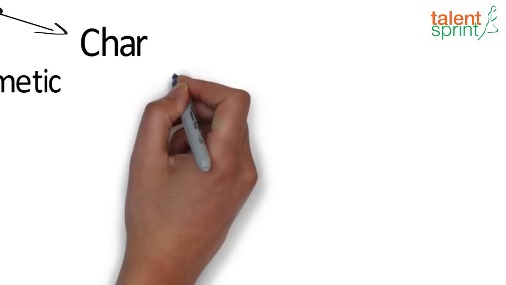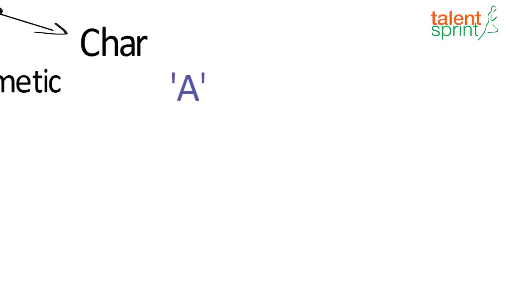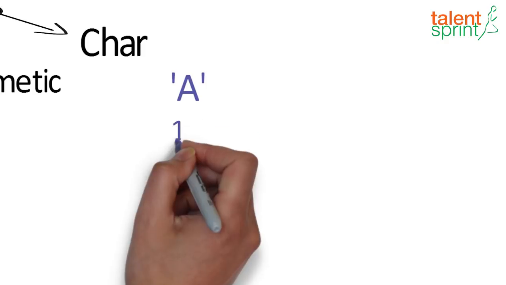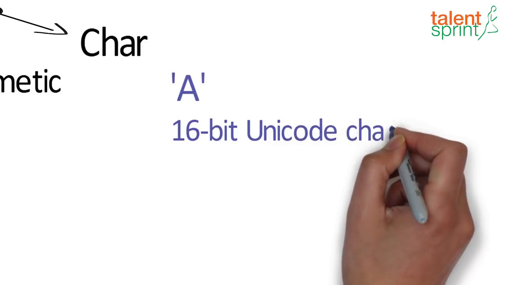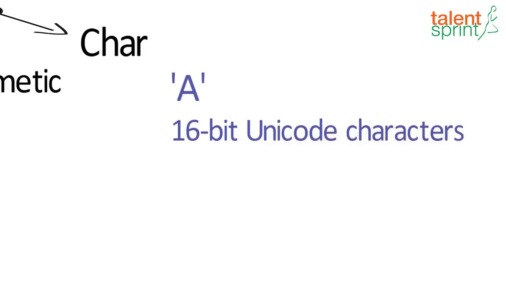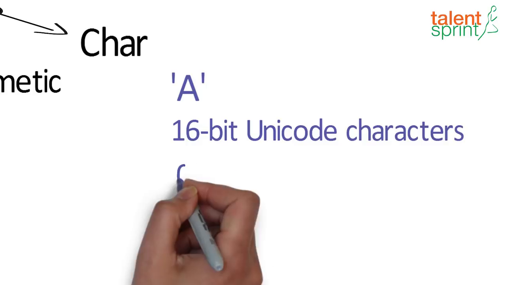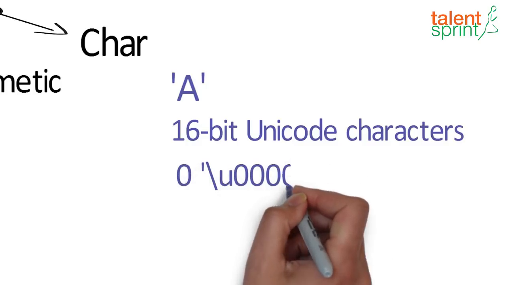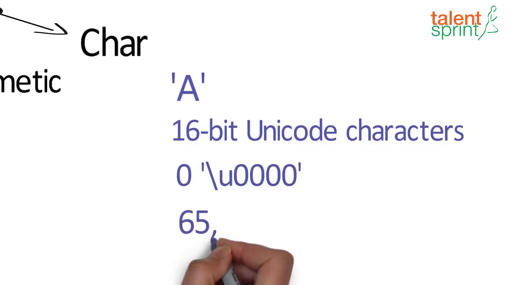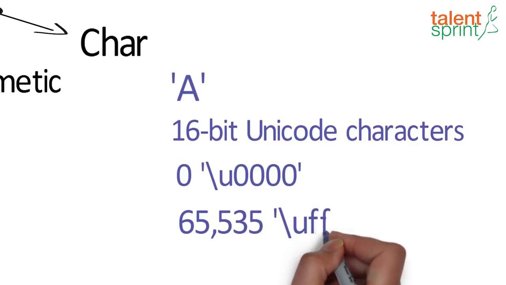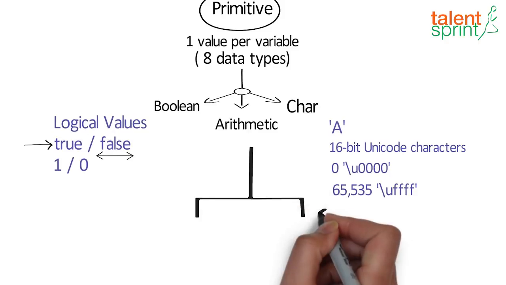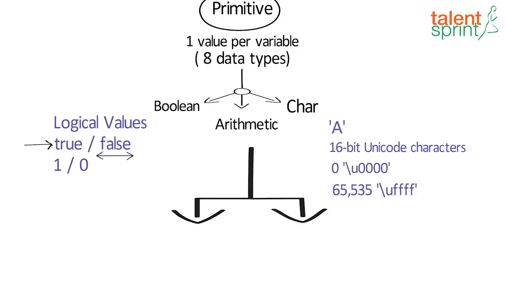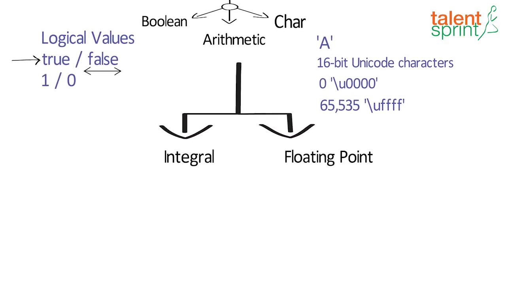A character is an identifier which is enclosed within single quotes. Char holds character type whose values are 16-bit Unicode characters, and it is used to store any character. The minimum value that can be stored in char type is 0 and the maximum value is 65,535 inclusive. The arithmetic data types are used to store numbers and are further divided into integral and floating point categories.